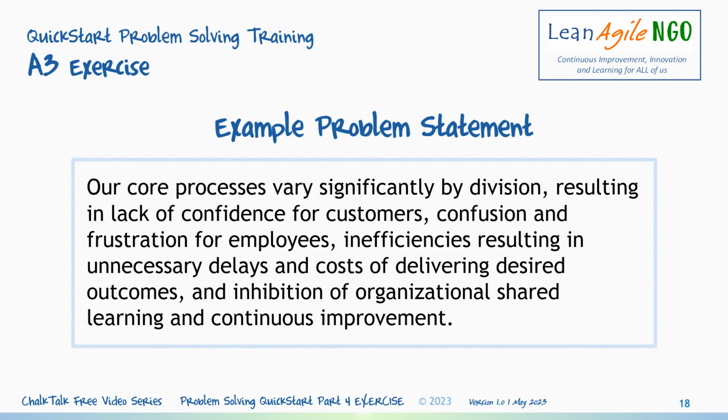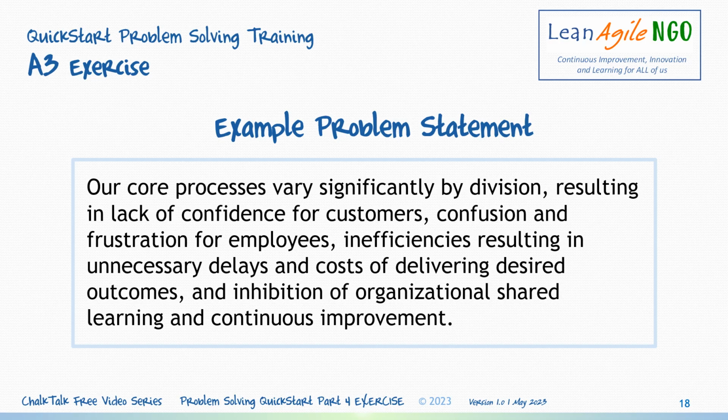Here's a real problem statement from a real A3 from a large NGO I worked with years ago. I've made this story anonymous, but I feel it's reflective of the challenges many large NGOs face. In summary, they had several divisions that did similar work in different areas. Each division had its own way of doing things that were reasonably effective, but they were inconsistent.